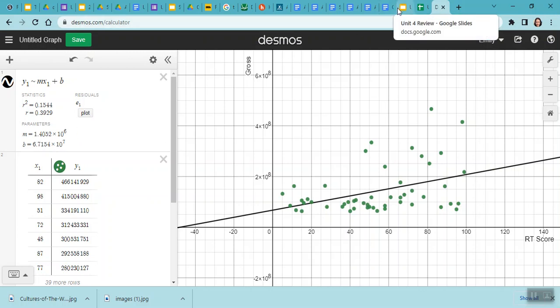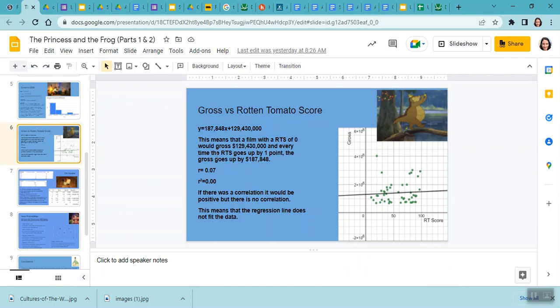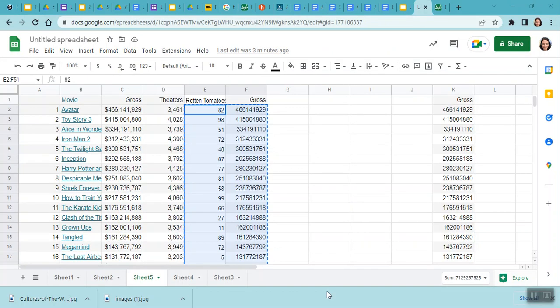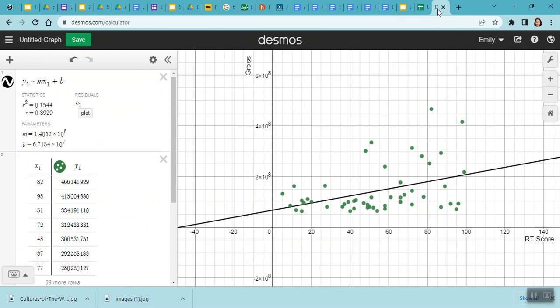So let's go back and see if we can find the slide that I made for this. Okay, so here is my m and my b. This is a little bit different because my movie was in 2009 and I'm actually looking at the data now for 2010. But you get the idea. So you're going to write an equation y equals mx plus b using your m number for m and your b number for b.